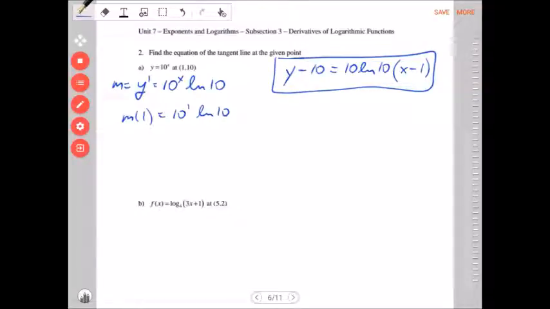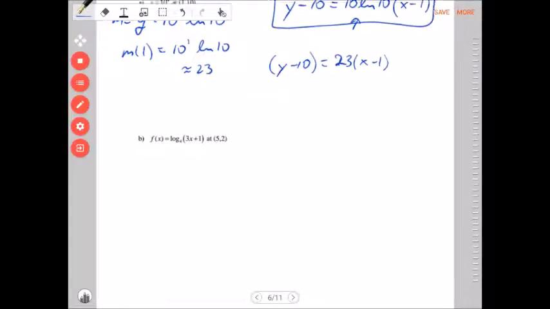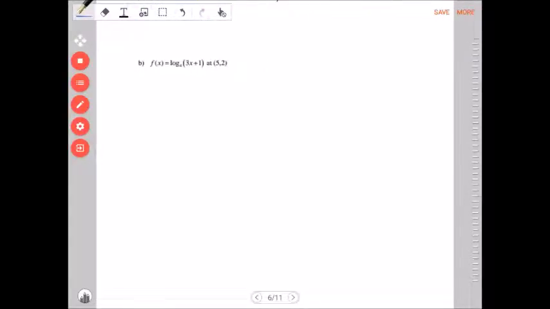Okay, just for the fun of it, 10 ln 10, that's pretty close to 23. So just to give you some kind of idea here, this tangent line has a slope of 23 and goes through the point (1, 10). Crazy. Okay, again, I prefer you to have the exact value, so just leave it like that, but I just wanted to show you just how big that was.